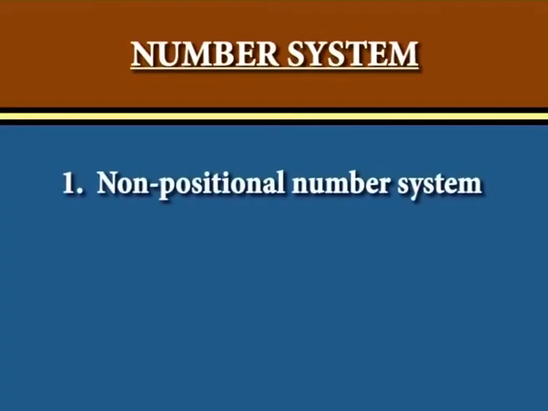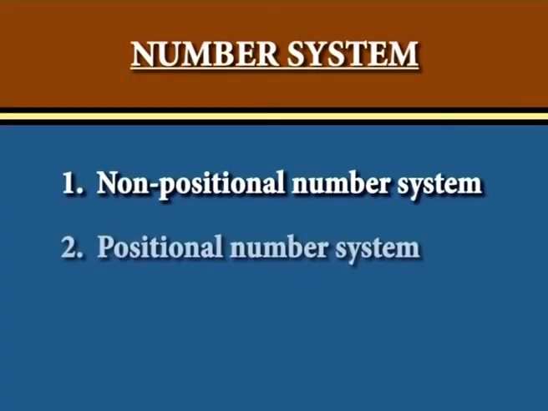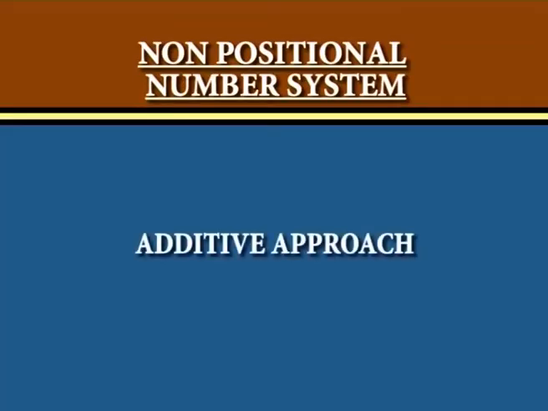Number systems are of two types. First is the non-positional number system. Second is the positional number system. Since prehistoric times, human beings began counting on their fingers. For counting beyond 10, they started using stones, pebbles or sticks to mark or indicate the value. This kind of counting uses an additive approach, or the non-positional number system.